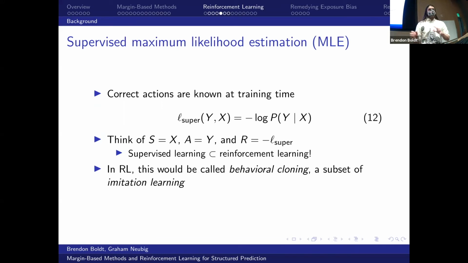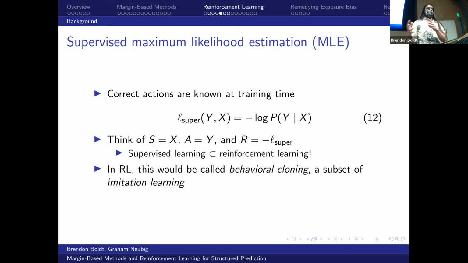Okay, so we're going to build up step by step what's called the policy gradient or reinforce objective. We're going to start by just looking at supervised maximum likelihood estimation. In supervised learning, we know that the correct actions are in fact specified at training time. So in our supervised loss, we are trying to maximize the log probability of the correct action Y given the input or the state X.